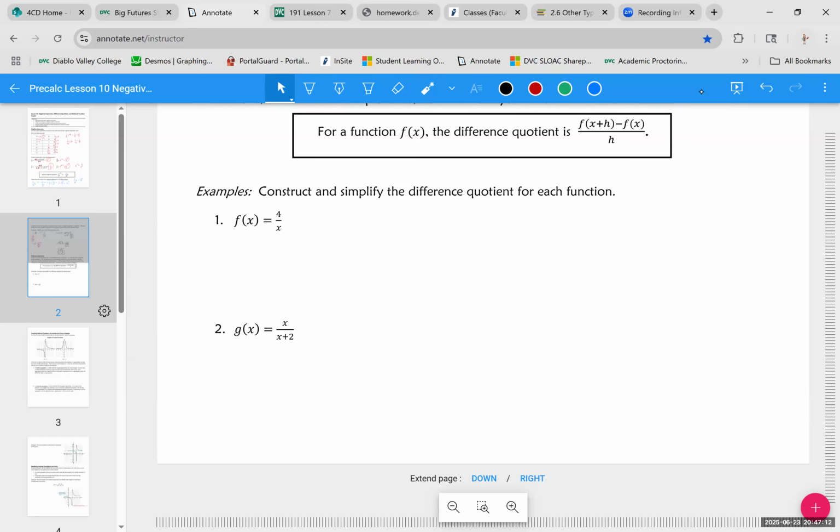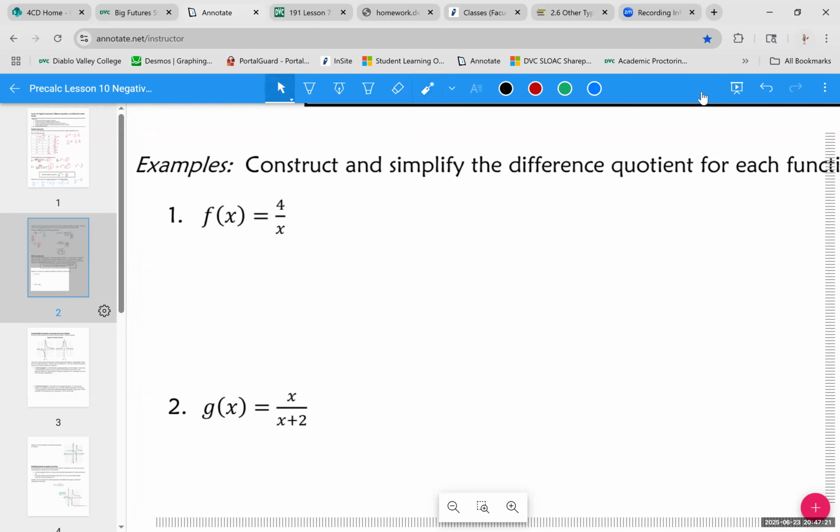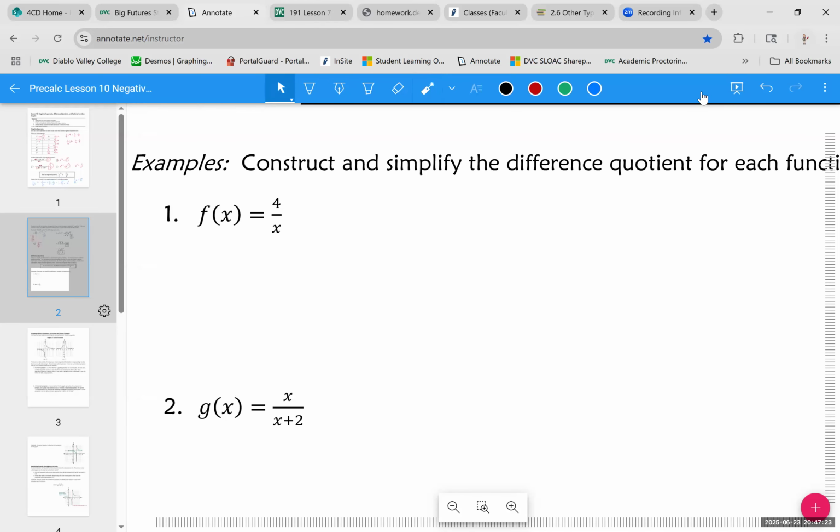For each one of these, you'll see this function is already a fraction, so when I make this, it's going to be a complex fraction. I'm going to construct and simplify the difference quotient. I'm going to start by writing down what a difference quotient is, and then I'm going to construct it for this particular function.